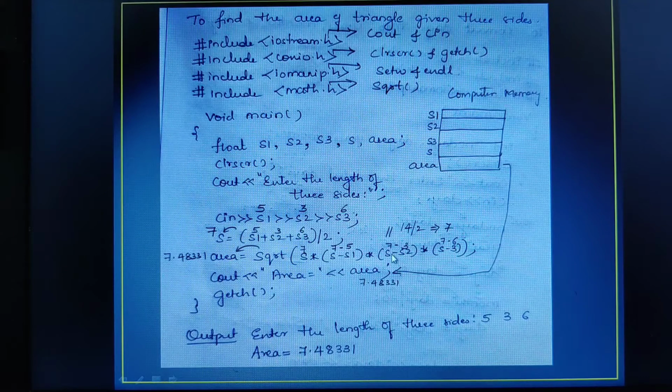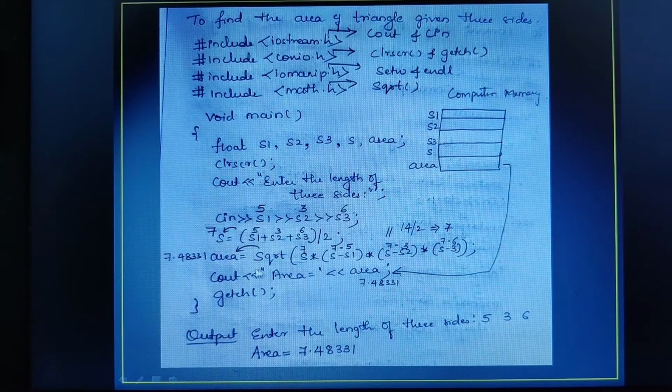Second one, that is S minus S2. Correct, no? So S is 7, minus 3, I got 4. Then followed by S minus S3. It is not just 3 here. S minus S3. What is the value of S? That is 7 minus. What is the value of S3? S3 is 6. So 7 minus 6, that is 1.